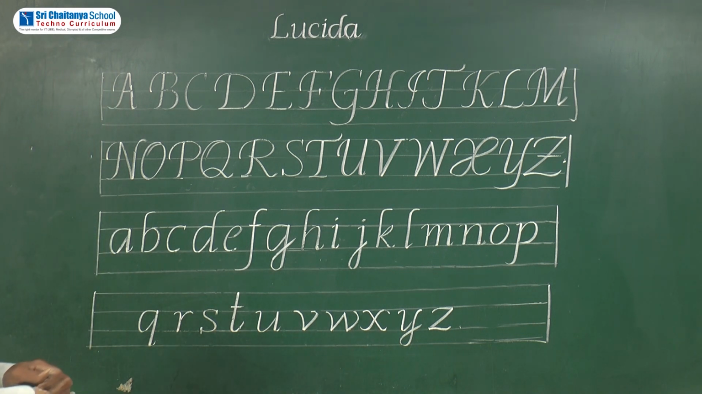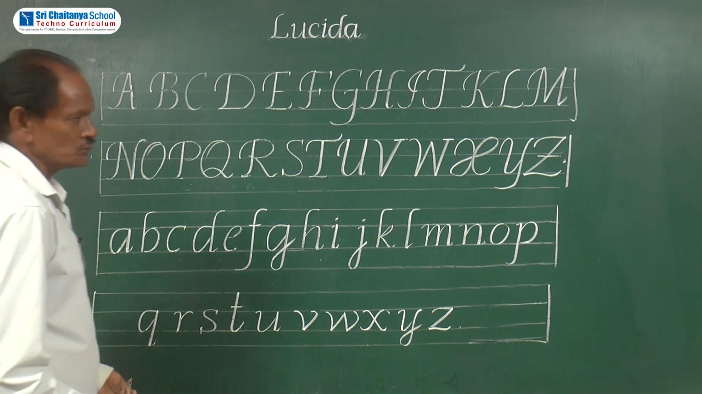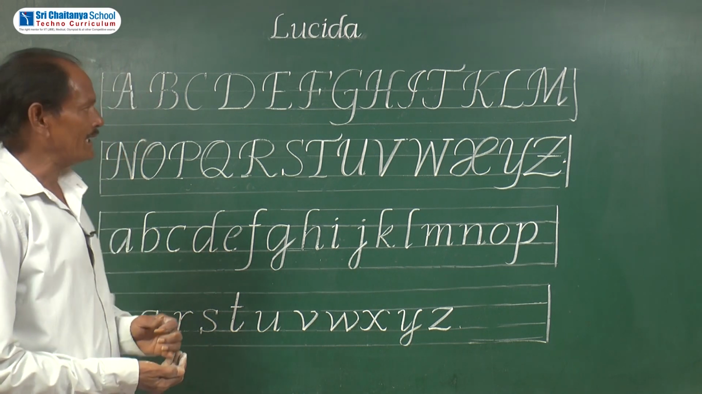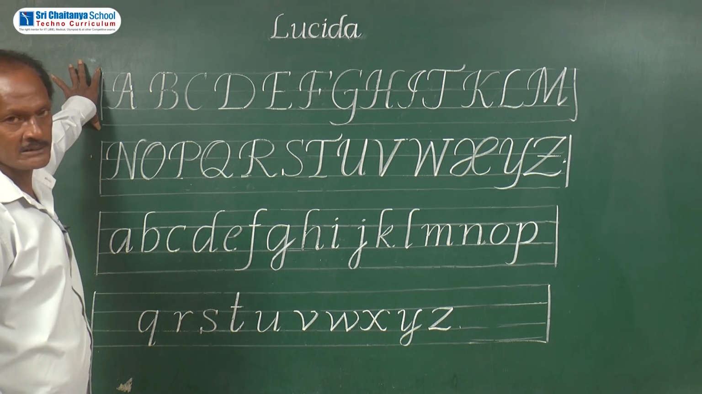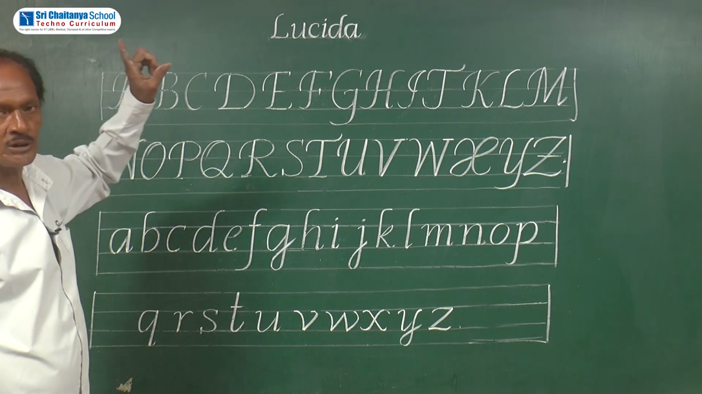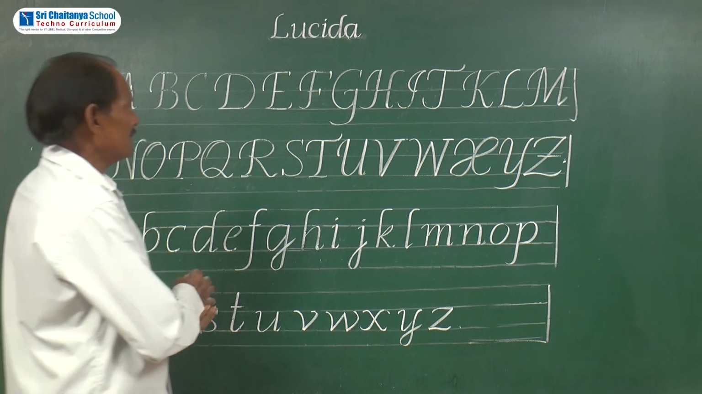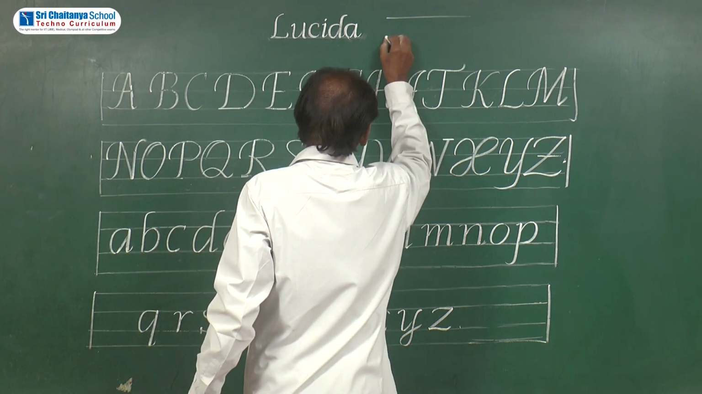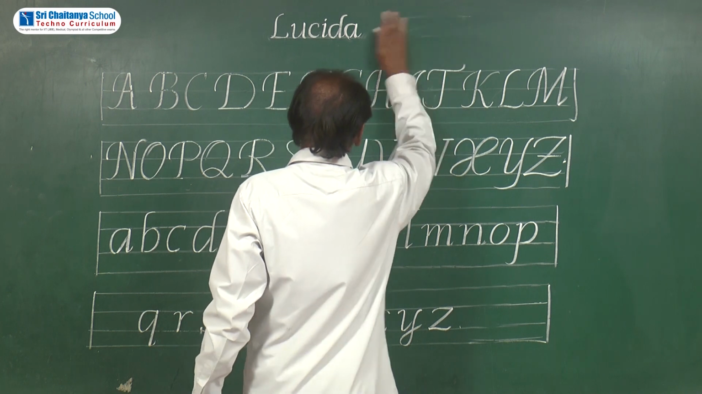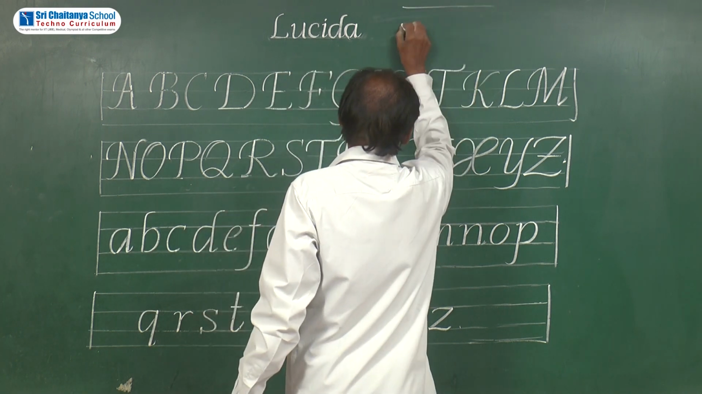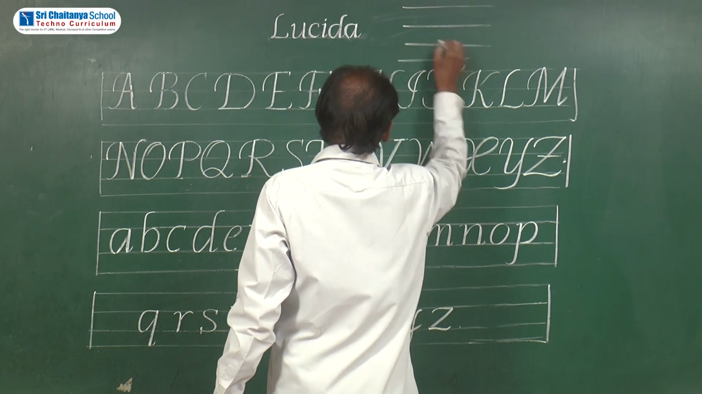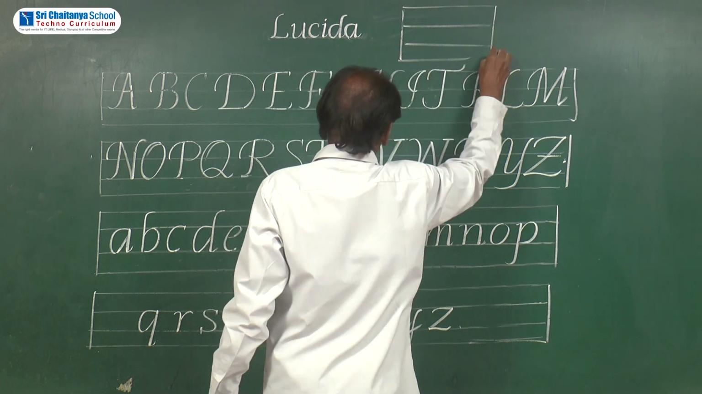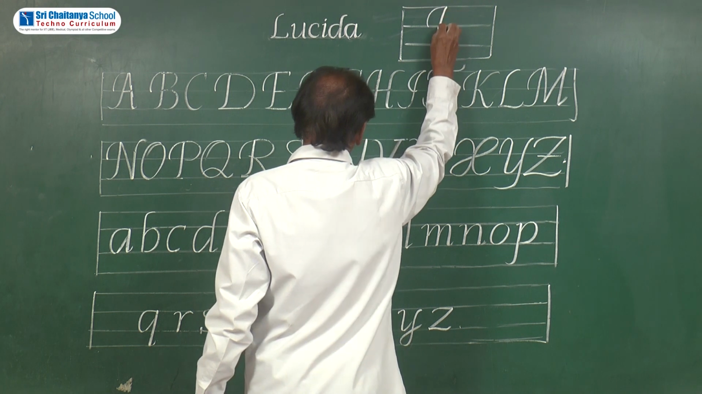These are the small and capital letters which are written with the help of different strokes. As I told you earlier, the stroke which helps us to write the capital letters is the common stroke, the capital stroke, which is written with the help of an arc. This is the capital stroke.